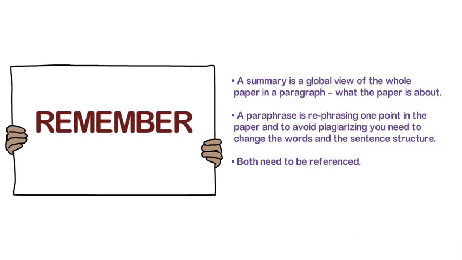So just a quick reminder that a summary is a global view of the whole paper in a paragraph or two. It's what the paper is about. A paraphrase is rephrasing one point in the paper. And to avoid plagiarizing, you need to change the words and the sentence structure of the original source. And both need to be referenced.